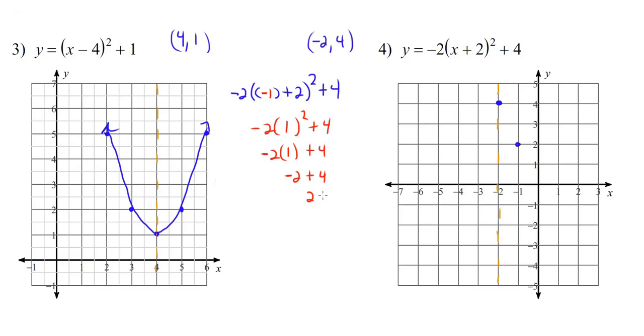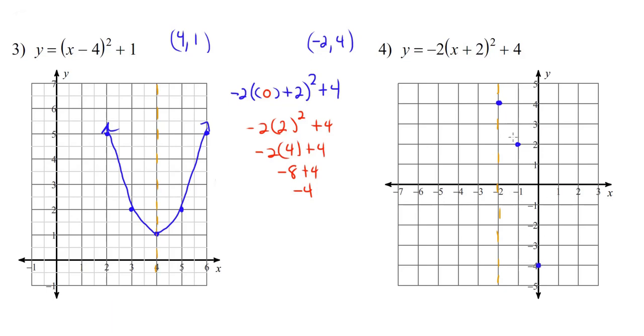And now let's go ahead and do 0. So we plug the 0 in here. 0 plus 2 is 2. 2 squared is 4. Negative 2 times 4 is negative 8, and negative 8 plus 4 is negative 4. So when x is 0, y is negative 4. That's as far as we can go.